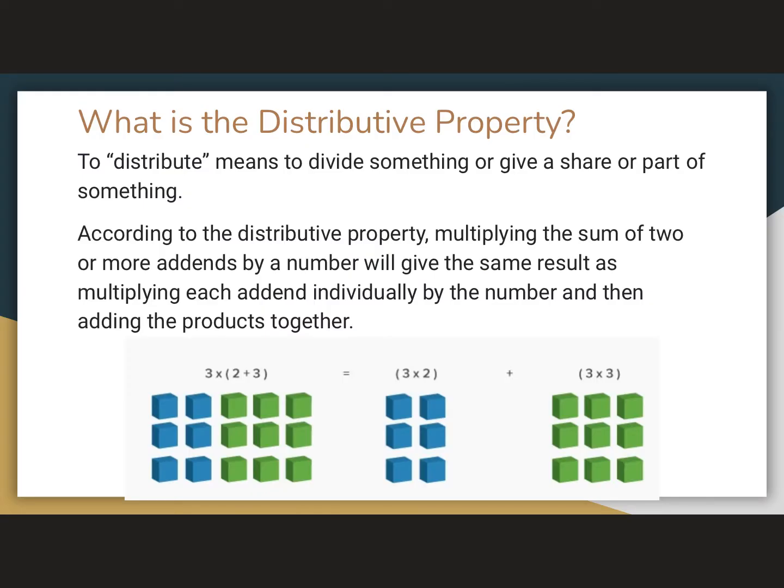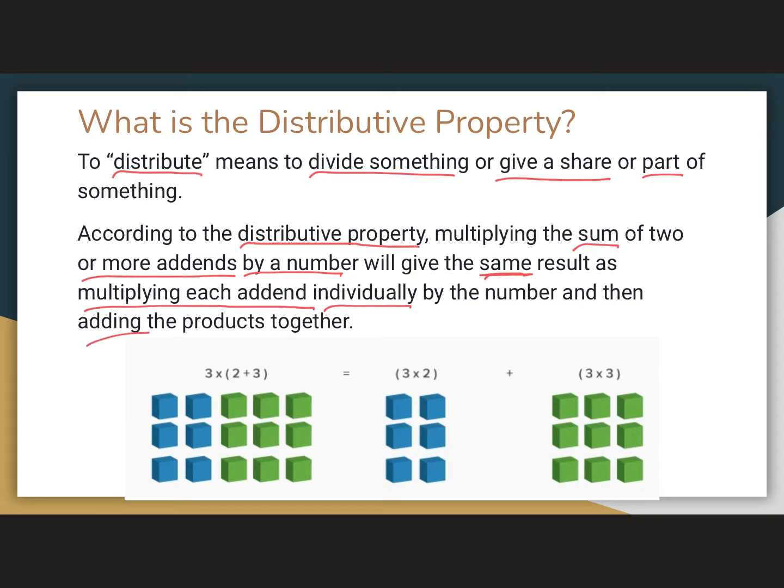So first we need to talk about what the distributive property is. To distribute means to divide something or give a share or part of something. According to the distributive property, multiplying the sum of two or more addends by a number will give the same result as multiplying each addend individually by the number and then adding the products.